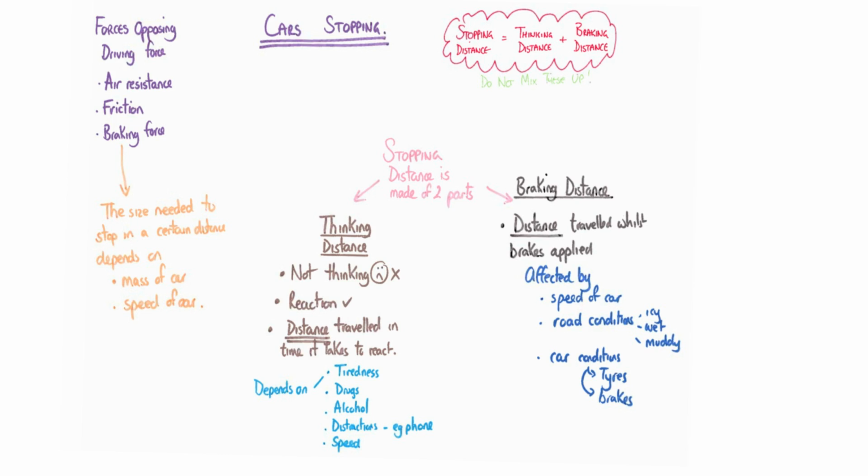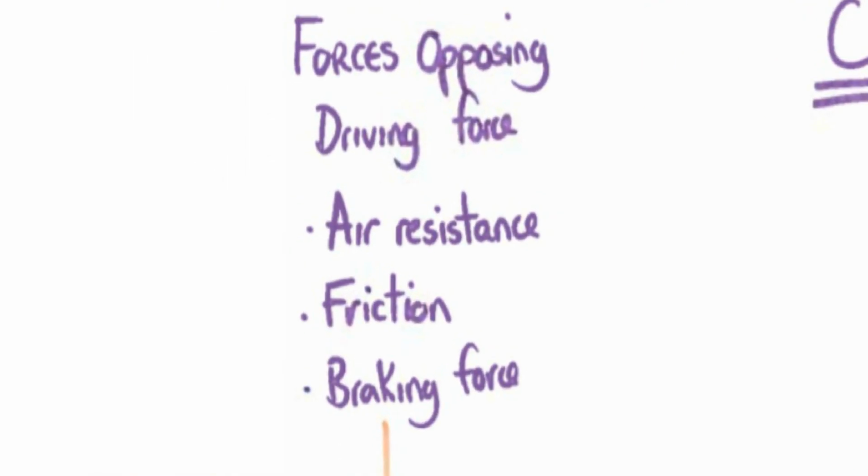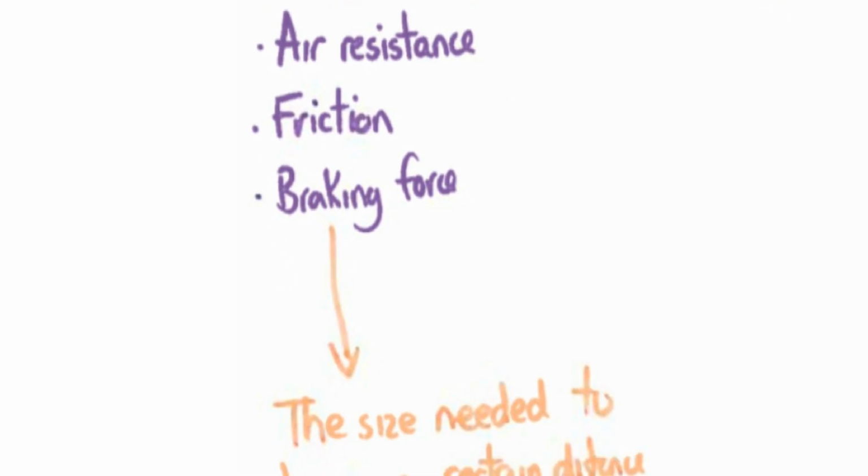Not only do you need to know this for your GCSEs, it also forms a part of your driving test. Right, if we start at the top there. From the science perspective, what you need to know is that you have a driving force being provided by the engine, but there are three main forces acting against the movement or the force being provided by the car. It's air resistance, friction of the wheels against the road or other components, and also the braking force, which is a deliberate force used to slow the car down.